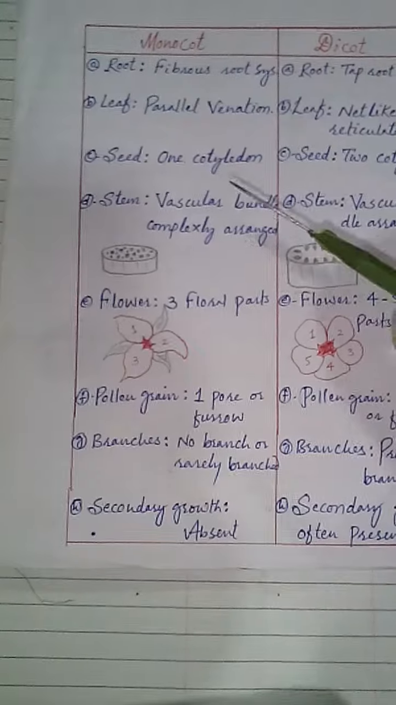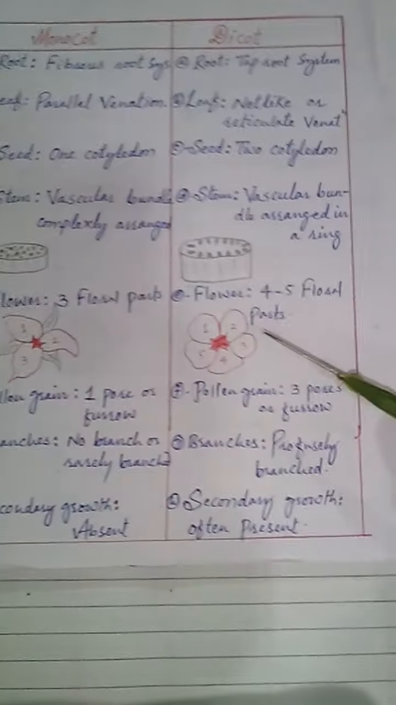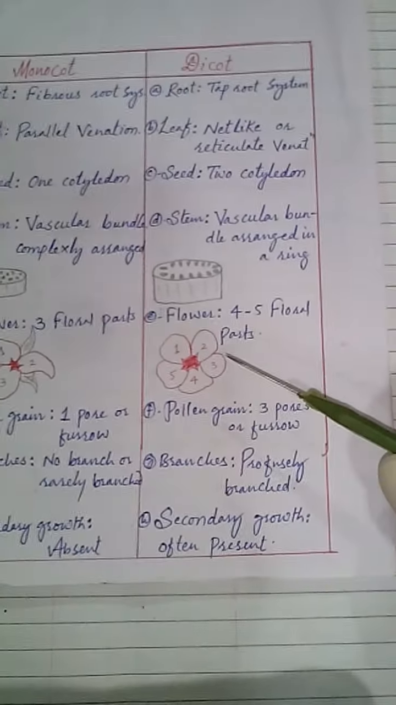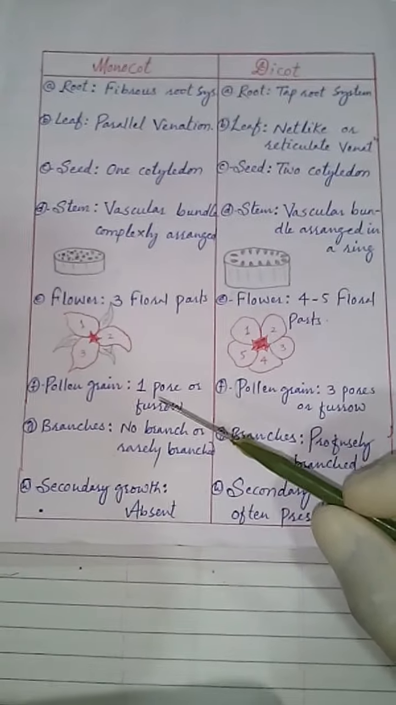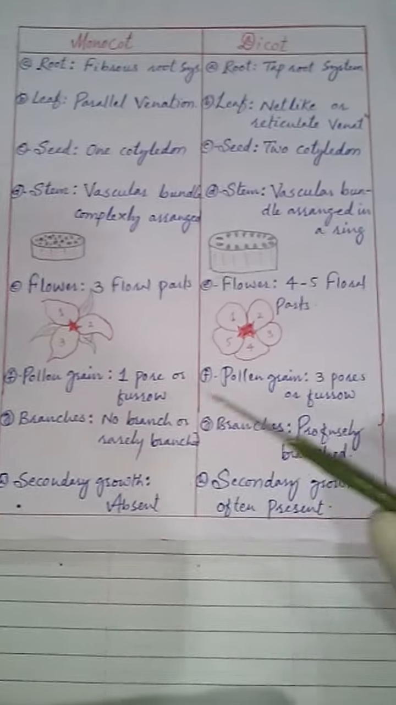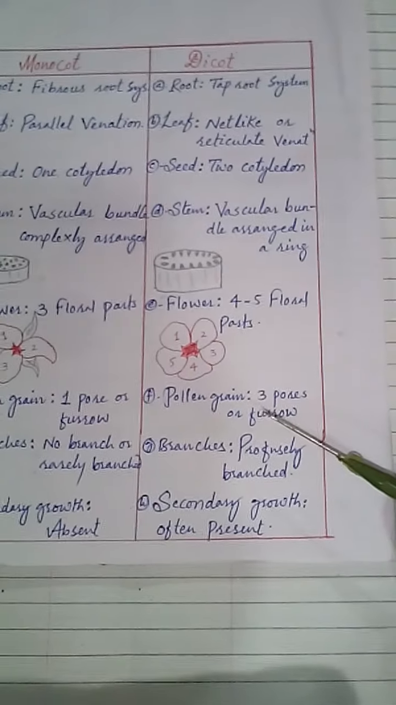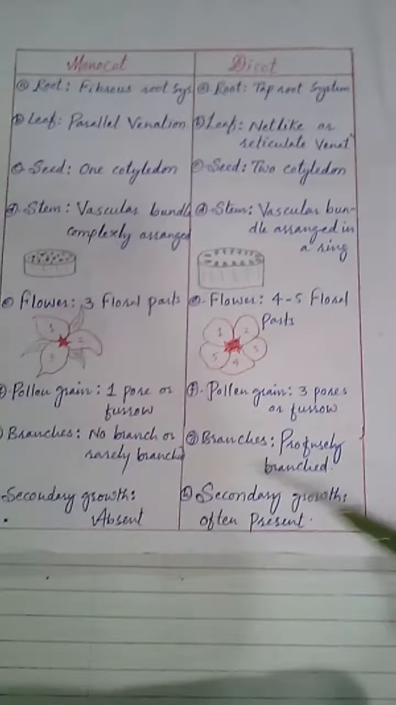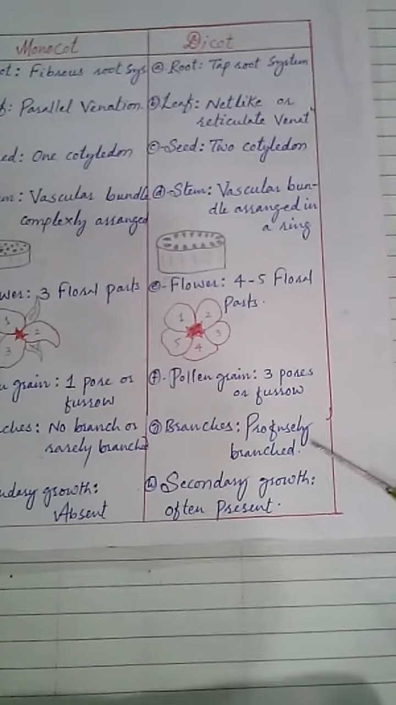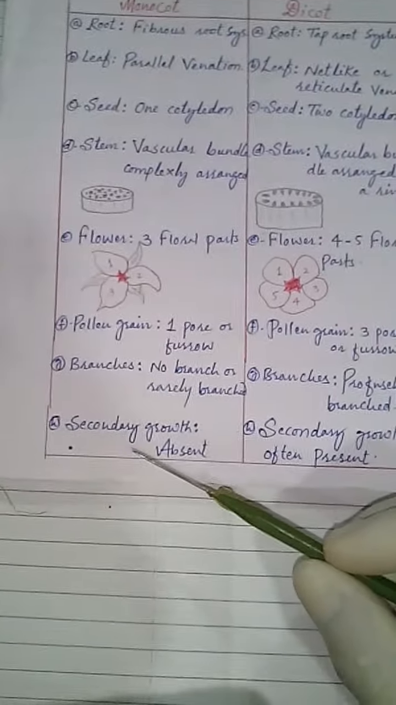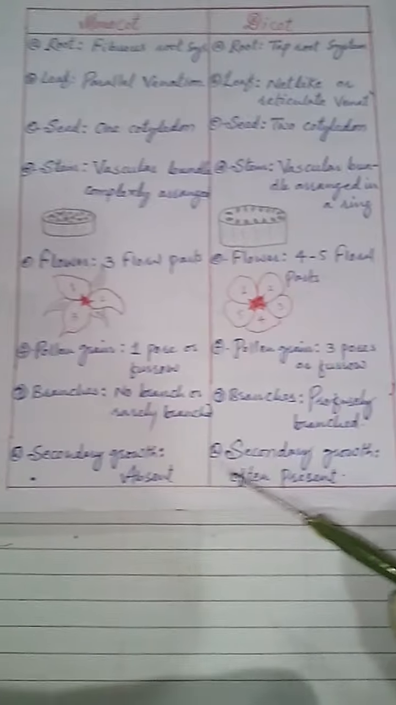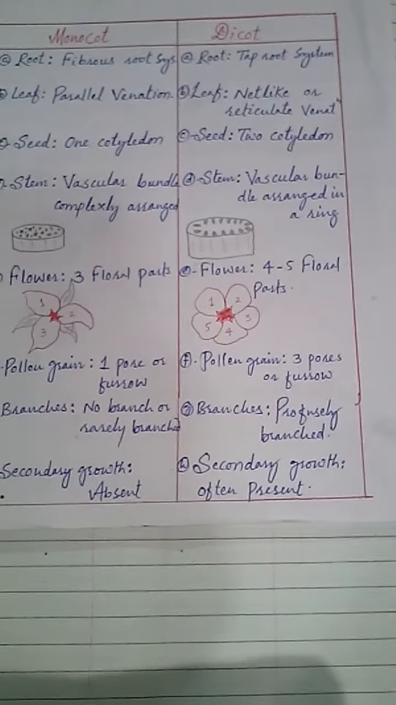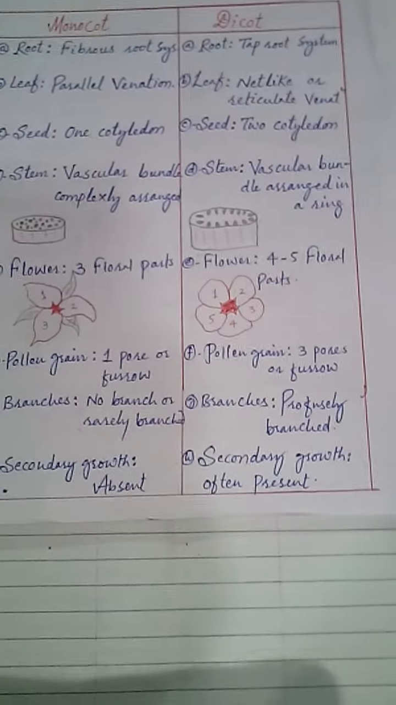The flower of the monocotyledon shows 3 floral parts, while the floral parts in the dicotyledonous plants are almost 4 to 5. Pollen grain of the monocotyledonous plant shows only one pore or furrow. Pollen grains of the dicotyledonous plant show 3 pores or furrows. Branches: usually no branches or rarely branched in the monocot; in the dicot, profusely branched, a lot of branches you will see. Secondary growth in the monocot is absent. Secondary growth in the dicotyledonous plant is often present.